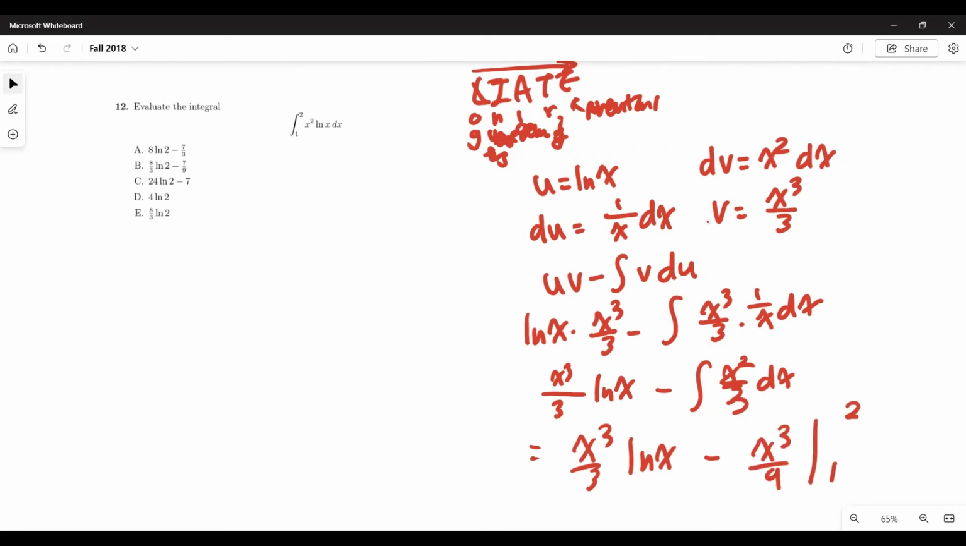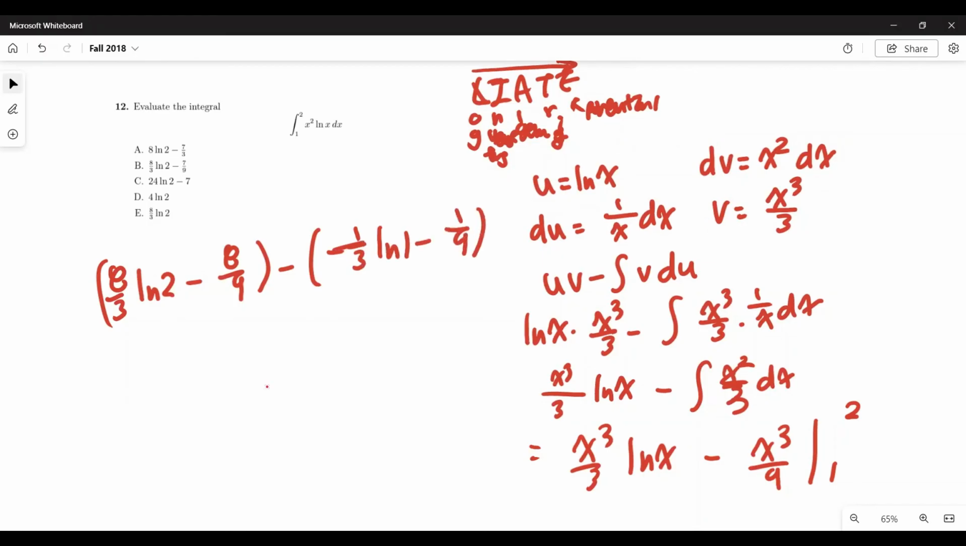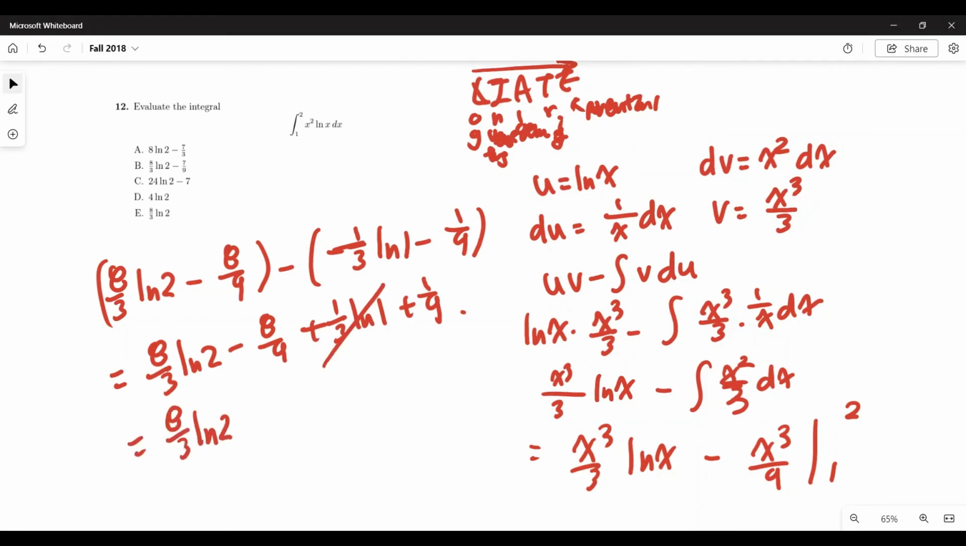This becomes 8 over 3 ln 2 minus 8 over 9, minus 1 over 3 ln 1 minus 1 over 9. This becomes 8 over 3 ln 2 minus 8 over 9 minus 1 over 3 ln 1 plus 1 over 9. So ln 1 is 0, so this just becomes 8 over 3 ln 2 minus 7 over 9. So the answer is B.